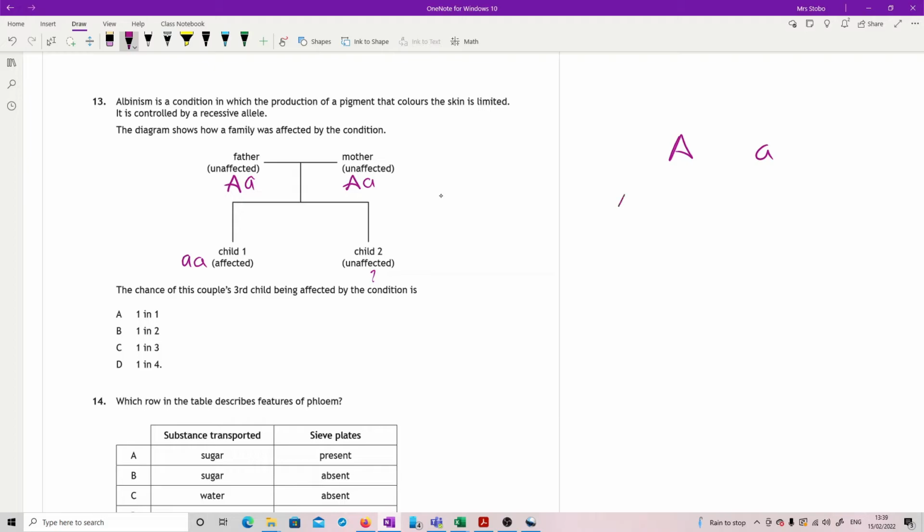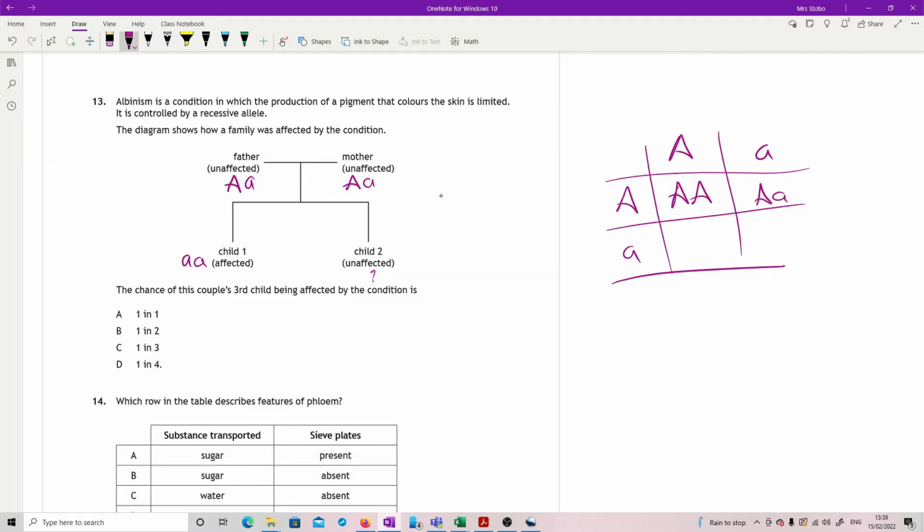So here's mum and here's dad. Put them in a Punnett square. So child, unaffected, not even a carrier. And this child is unaffected. This child is unaffected, but both of them could pass it on. And this child is affected. Okay, there is a 1 in 4 chance. It doesn't matter that they've already had a child that was affected. It is a 1 in 4 for the next child they have.